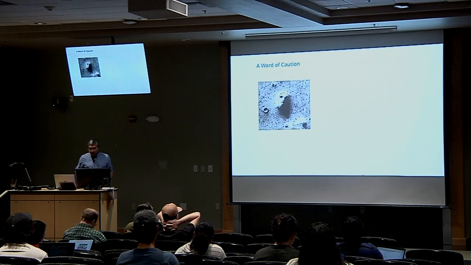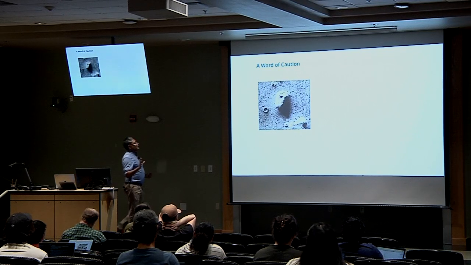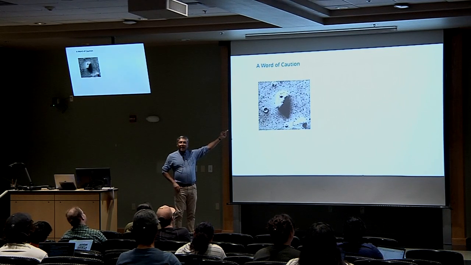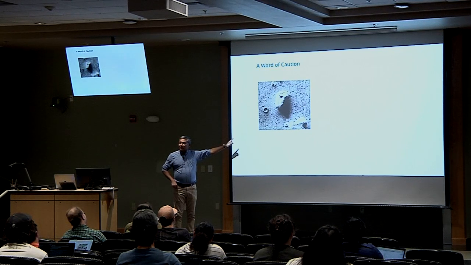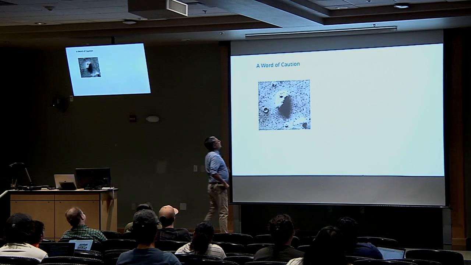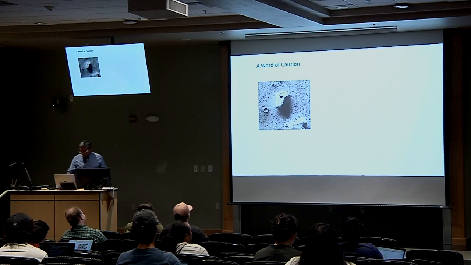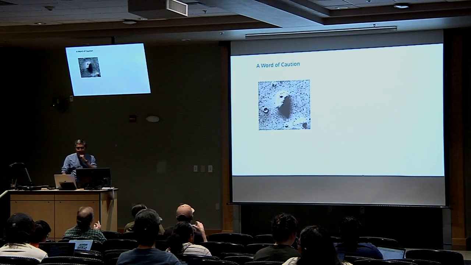So, a word of caution, and I will end it here. What do you see here? A face. You know what this image is of? It's a rock on Mars. The History Channel will tell you this is evidence of aliens, right? Maybe it is. I don't know. I don't know if that's the simplest explanation.